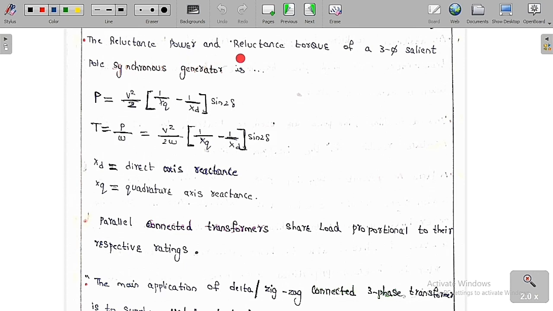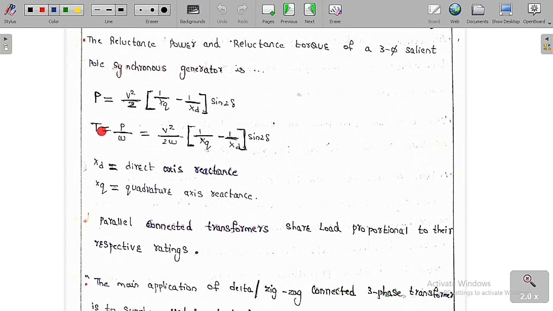The reluctance power and reluctance torque of a three-phase salient pole synchronous generator is given by P is equal to V square by 2 into (1 by XQ minus 1 by XD) into sine 2 delta.